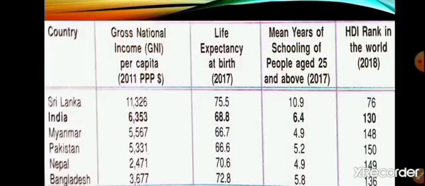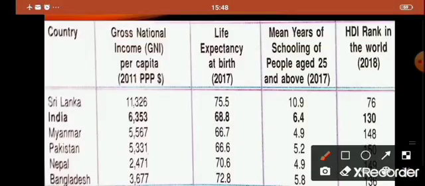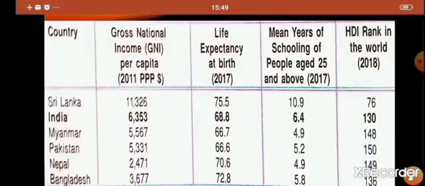Students, just have a look at this table given. Here we can see gross national income of India in the year 2011 was 6,353. Life expectancy at birth in the year 2017 was 68.8. Mean years of schooling of people aged 25 and above in the year 2017 was 6.4. And the HDI rank in the world in the year 2018 was 130.